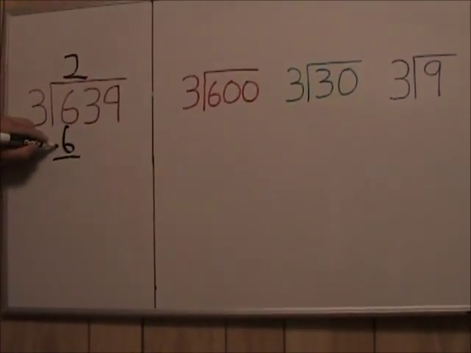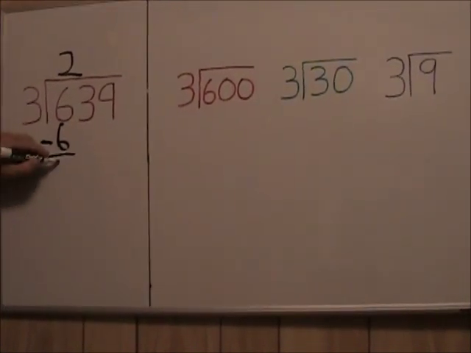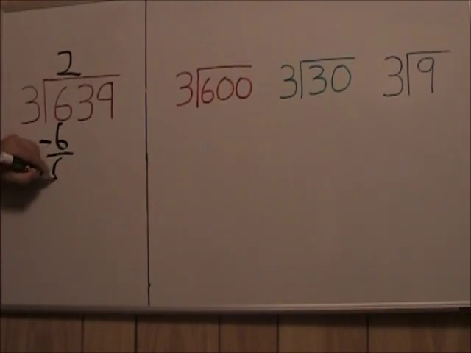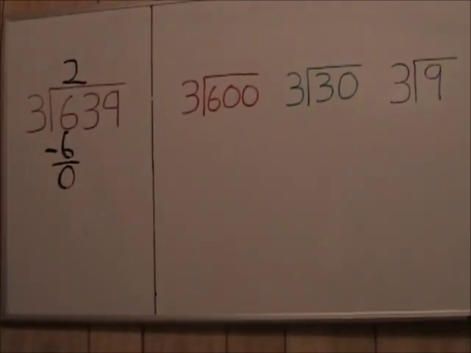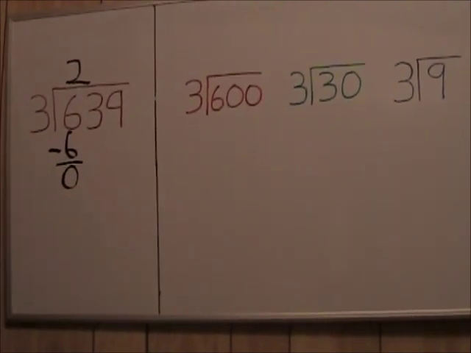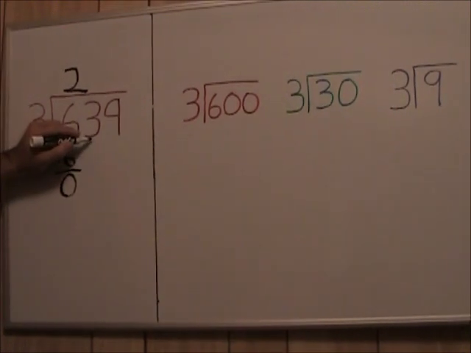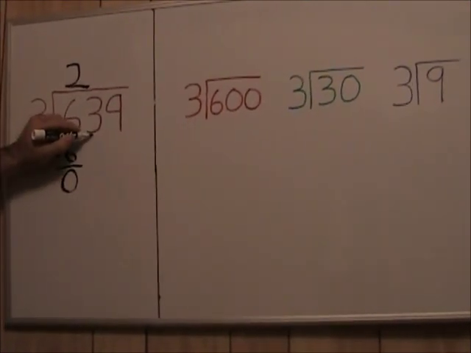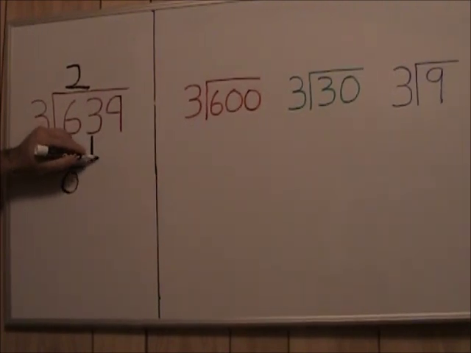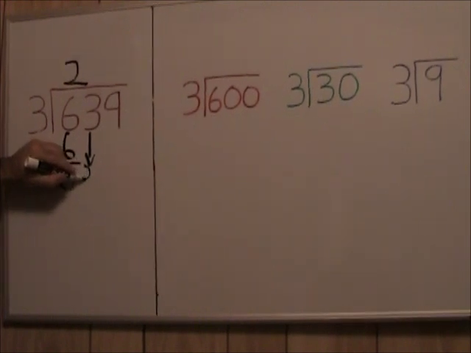Then we subtract. 6 take away 6 leaves us 0. You can either write the 0 or not write the 0. And then we bring down. If you know the order of the family, which will be in one of our lessons, we know that it's brother that brings down. So we bring down. Let's put an arrow to show that we're bringing that 3 down.